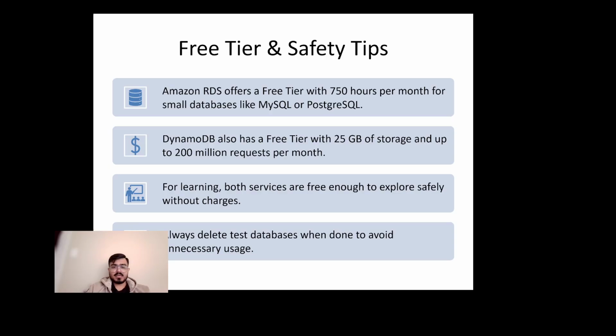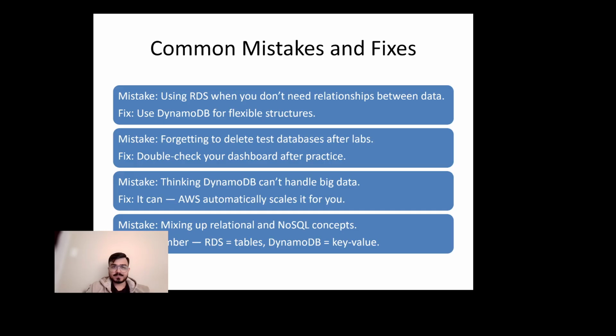The best thing is both services have a free tier, which is perfect for students. RDS gives up to 750 free hours per month for a small database. DynamoDB gives 25 GB of free storage and 200 million free requests each month. That's more than enough for learning and small projects. Just remember to delete test databases after you are done to avoid small extra costs.